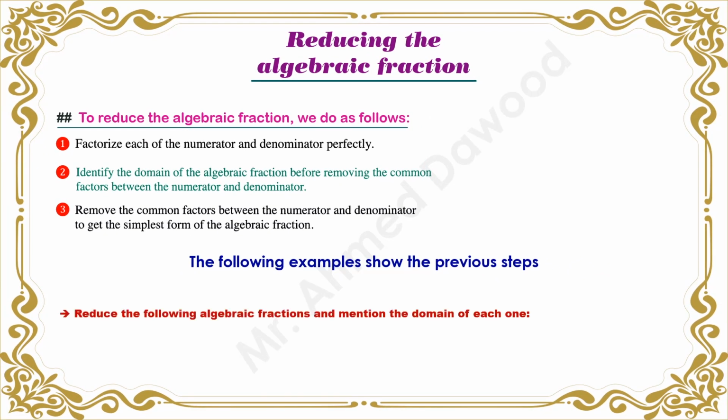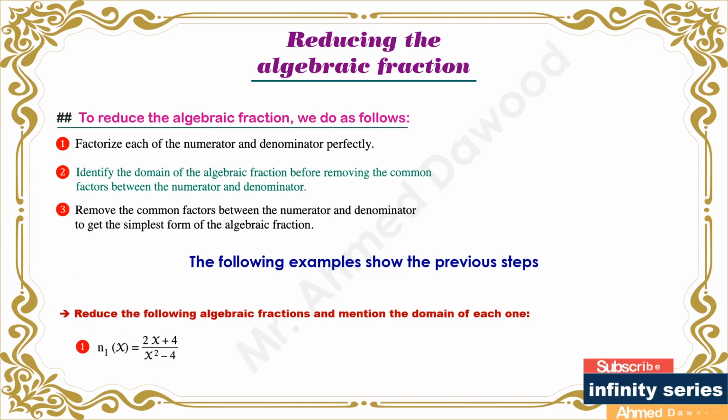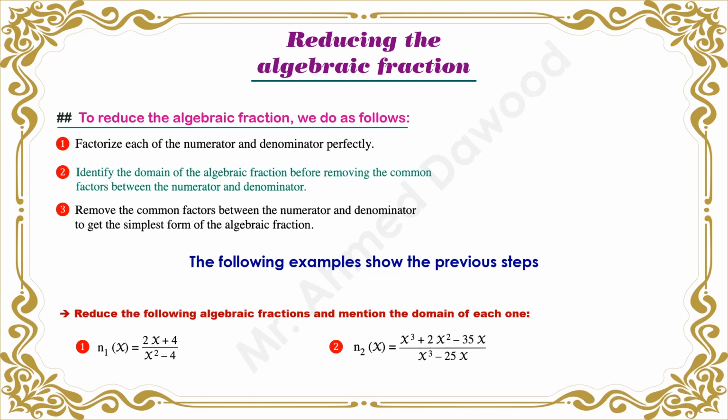Reduce the following algebraic fractions and mention the domain of each one. The first example is n1 of x equals (2x + 4) over (x^2 - 4). The second example is n2 of x equals (x^3 + 2x^2 - 35x) over (x^3 - 25x). Let's go to answer the examples. The first example is n1 of x equals (2x + 4) over (x^2 - 4).